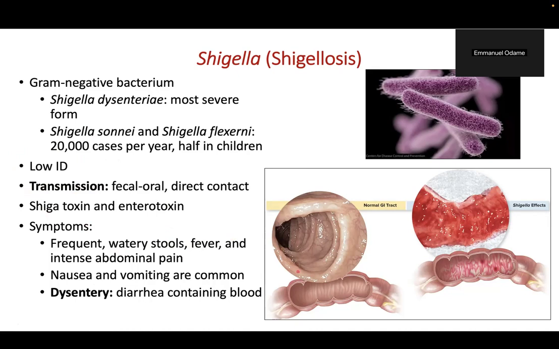And as you can see, this is how a normal GI tract looks. And when you get shigellosis, you basically have a bleeding GI tract. Symptoms include frequent and watery stool, fever, and intense abdominal pain. You also experience nausea and vomiting, which is very common. And in the worst cases, you have dysentery, which is basically diarrhea containing blood. This is a result of holes created in your intestine and blood leaking out. And as you can clearly see here, there are some holes created in the patient's intestine.